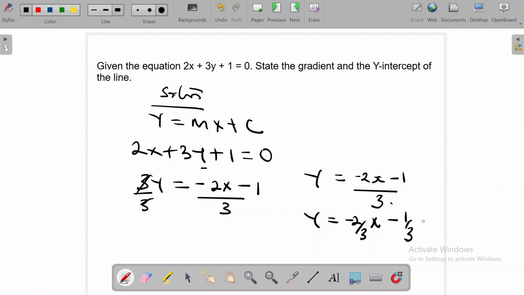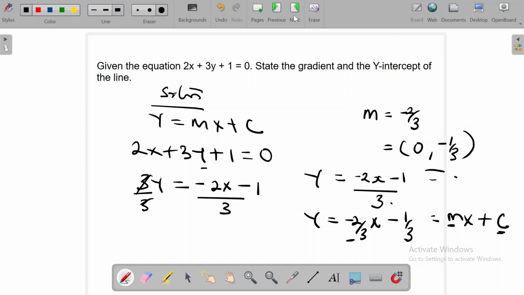So if we compare this with the equation of a line, which is mx plus c, you can see the value of m here is negative 2 over 3, and the value of c here is negative 1 over 3. So the gradient here, m, is negative 2 over 3, and the y-intercept is simply 0, negative 1 over 3.